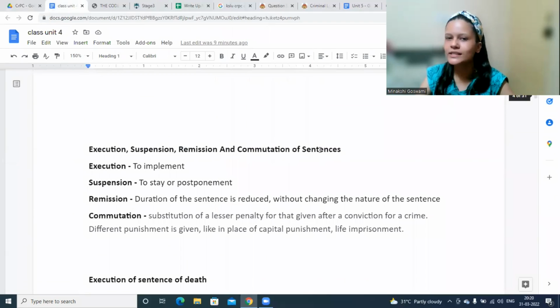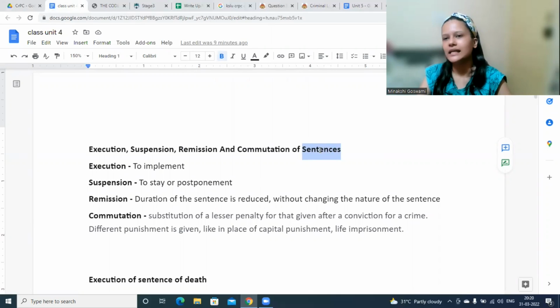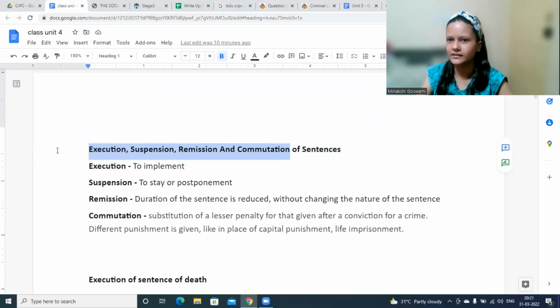Okay, now when we talk about sentences, it is nothing but the order the court has passed, right? Is it the death penalty? Is it imprisonment? Is it a fine? Whatever it is, that is nothing but the sentence. So we are talking with reference to sentences, whatever punishment the court has finally decided. In reference to that, we are talking about 4 things. What are these 4 things? Execution, suspension, remission, commutation. Now, execution and suspension are 2 words which we anyways commonly use, right?